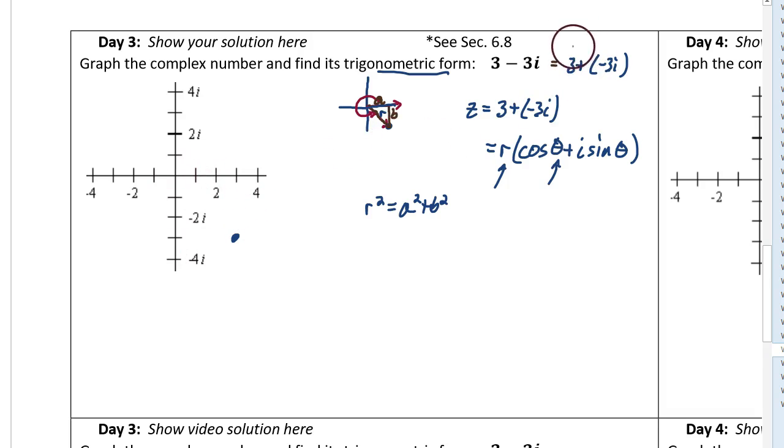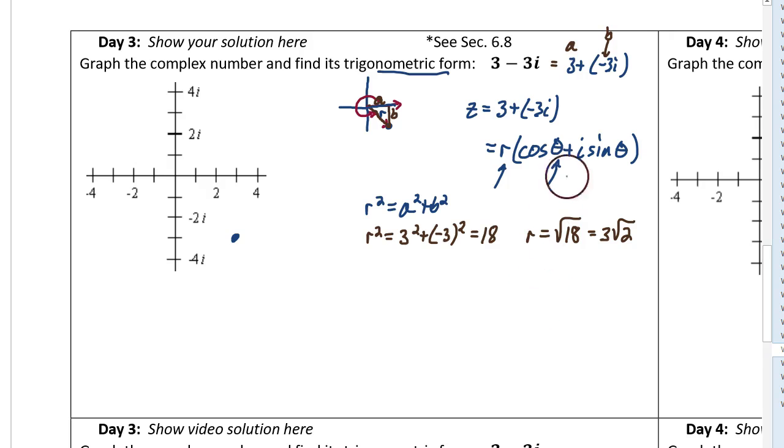In our complex number, the first number is going to be our a, and this coefficient right here will be the value of b. This means that r squared will be equal to 3 squared plus negative 3 squared, which is 18. Therefore, r is the square root of 18. Because 18 is 9 times 2, this is 3 square root of 2 when you simplify.